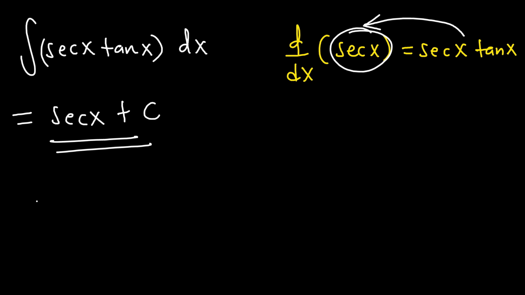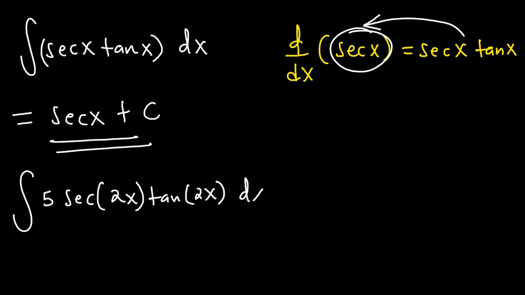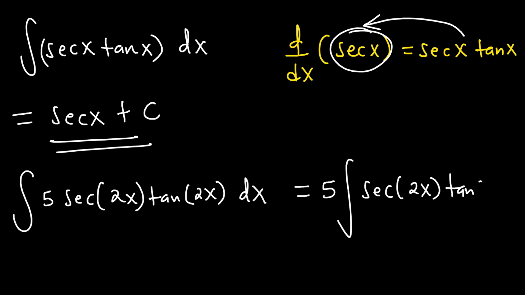Now you try this. Solve the integral of 5 times secant to x times tangent to x dx. This can also be written as 5 times the integral of secant to x tangent to x dx. And if you integrate this, we shall have 5 times.